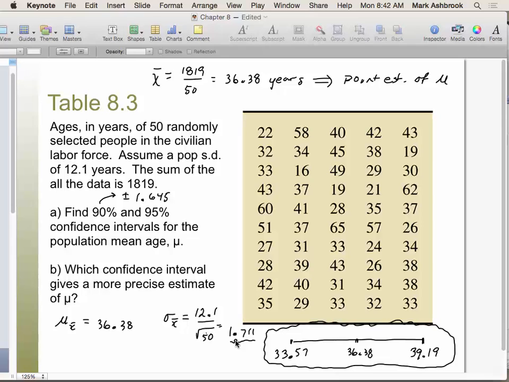Okay, so make sure you get this in your notes, but then also make sure to do the 95% confidence interval on your blue sheet.